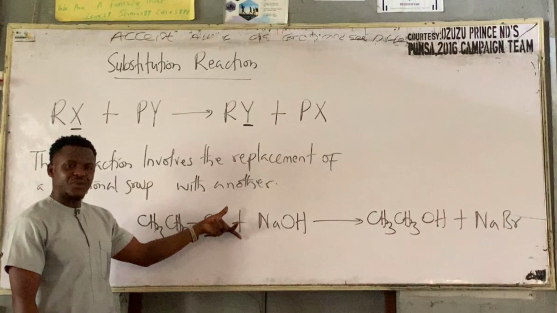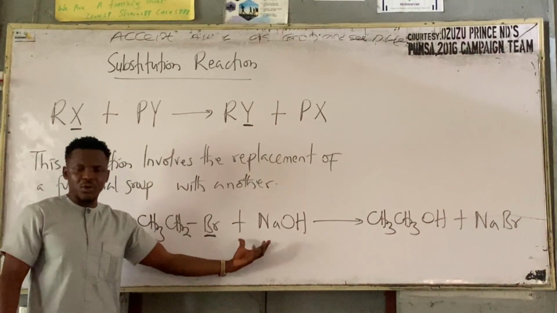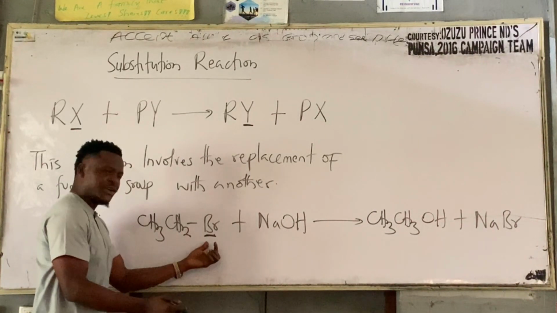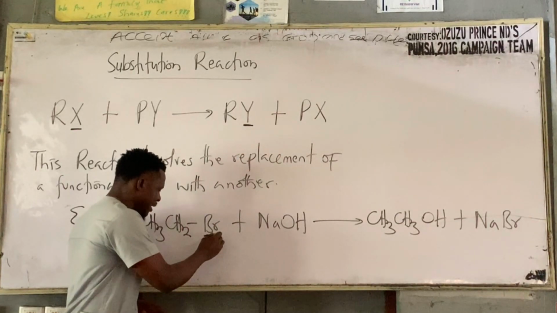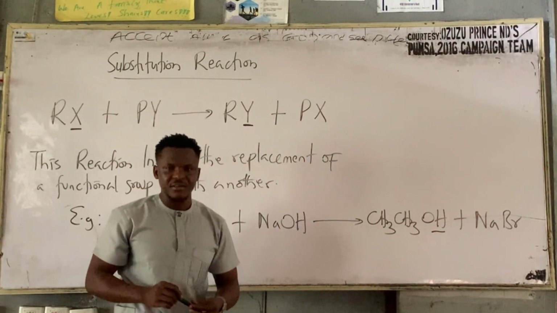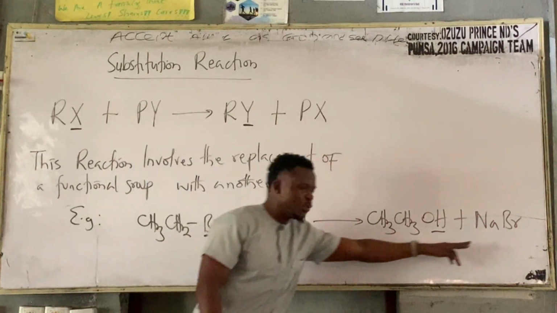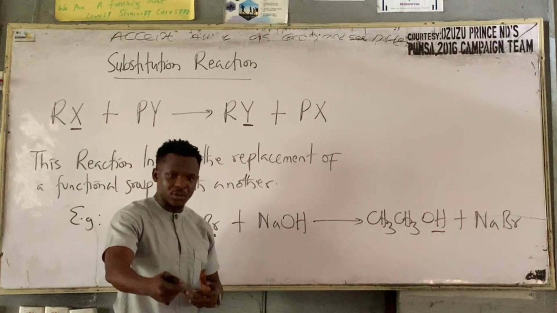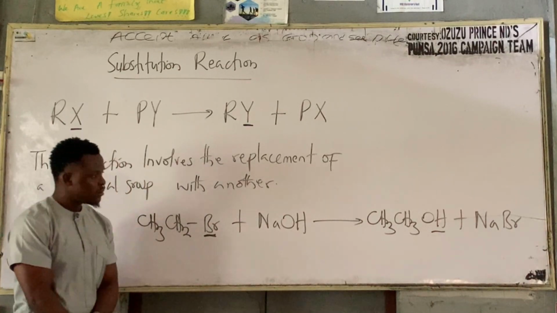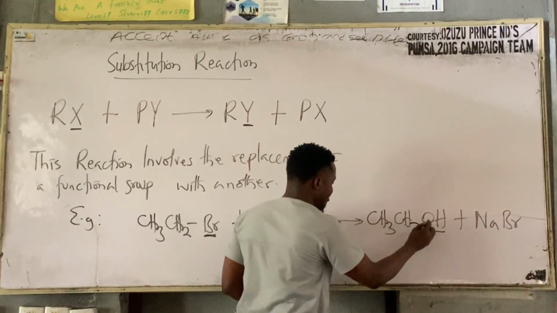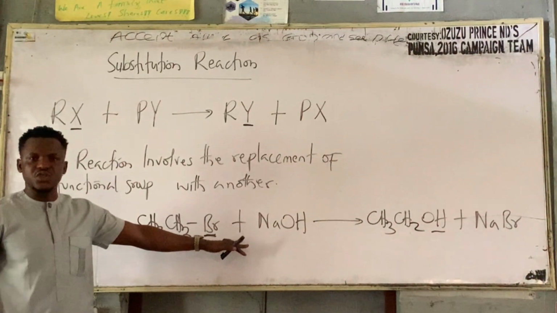Now look at this guy. If you're being asked the type of reaction this is, you don't have to rush, just look at the transformation. What actually took place here? Oh, this guy had Br initially, and every other thing remains the same, but there was Br here and there is now OH here. And this guy initially had OH, and this guy is now what? That means something has been substituted for another. Alright. So this is a substitution reaction.